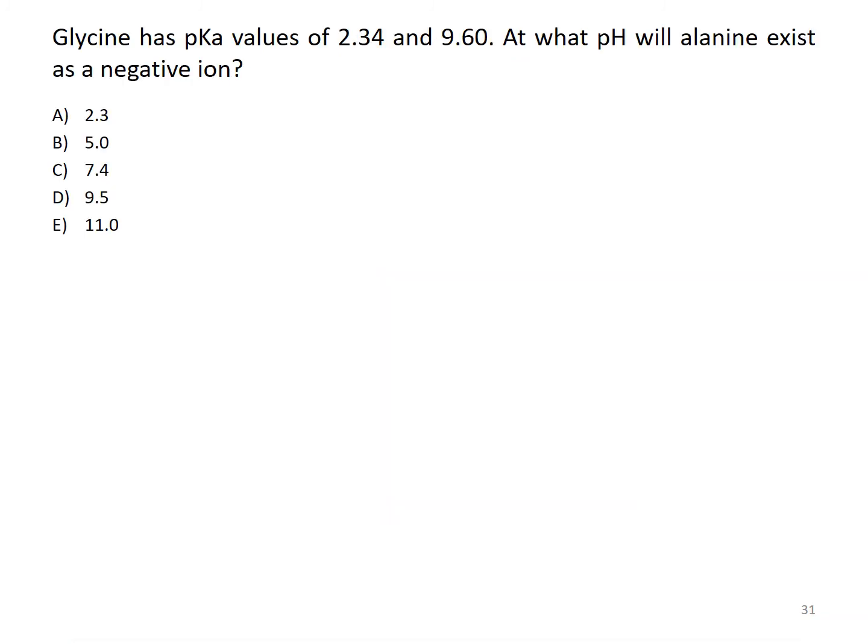Okay, here is a question to test your understanding. Please pause the video for a moment. And the answer is E, 11. Why is it so? It's very simple. When will glycine become a negative ion? When it loses its proton. And when will it lose its proton? It's only when the environment is more basic than the pKa2, which is any value higher than 9.6, which in this case is E.